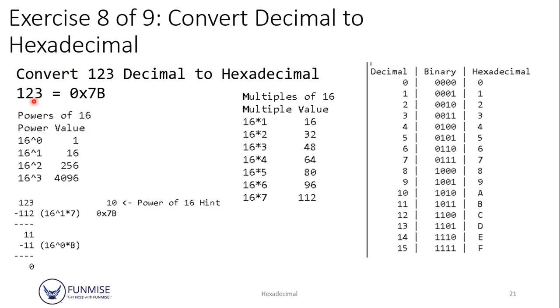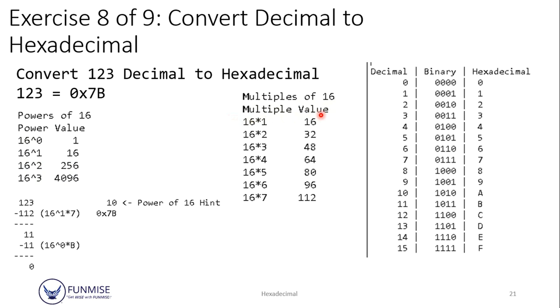Of course, we probably know 123 equals 0x7B from our prior workings, but still, we want to be able to actually do this and see what happens. So, here we have a table that has different powers of 16. 16 to the 0, 16 to the 1, 16 to the 2, and 16 to the 3rd. Okay? We're familiar with this. Great.